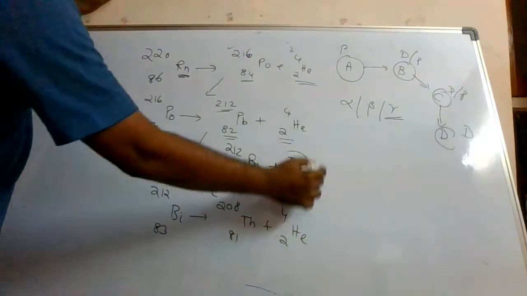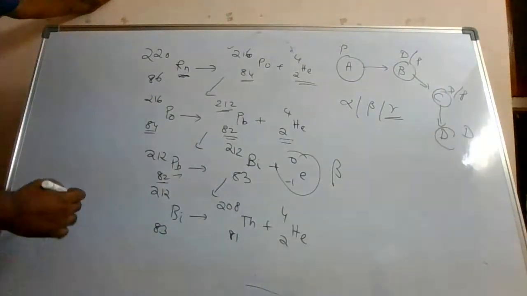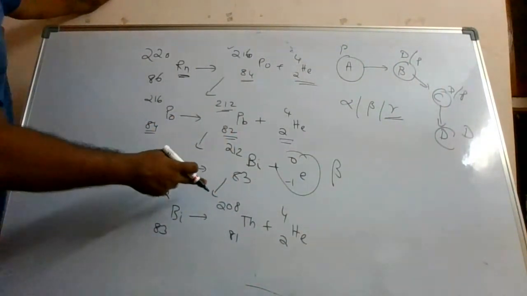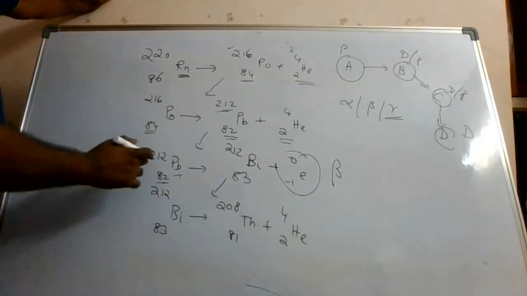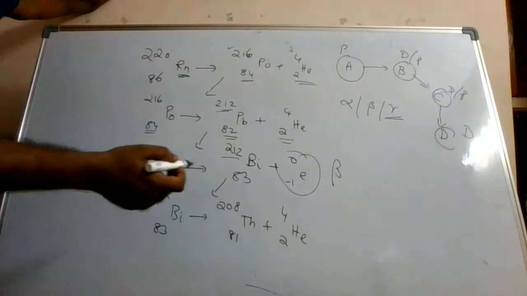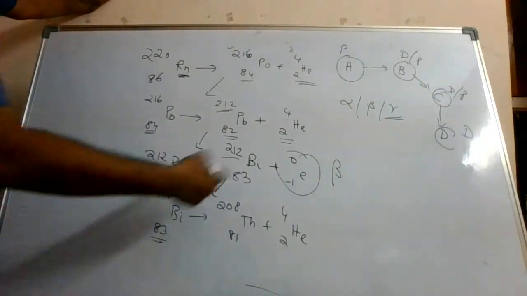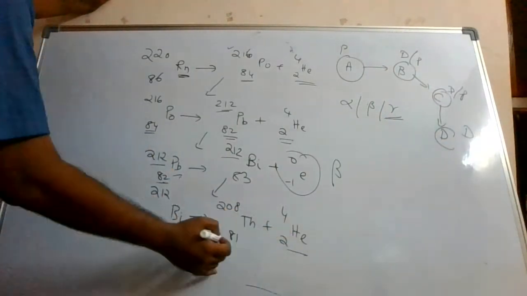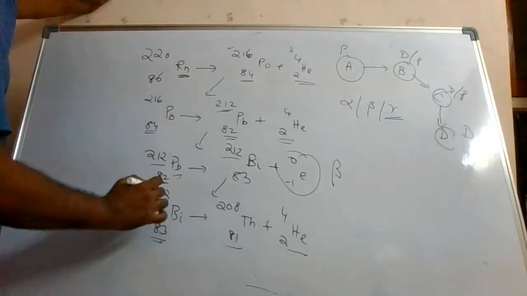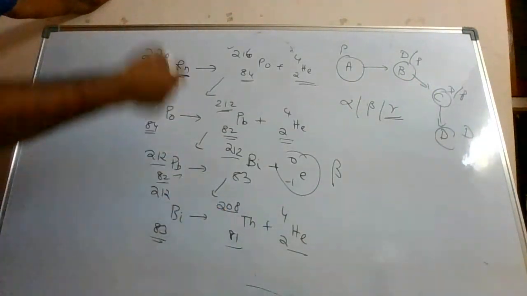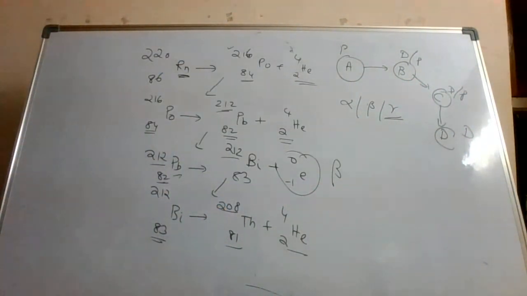This is a beta particle. So what will happen? This will increase by 1, I told you. Remember? One neutron will become proton. And this will remain as it is. So what is this? Bismuth. So again a helium nucleus is released. Then 83 minus 2, 81, 212 minus 4, 208. Again luckily one more element is there, which is thorium.